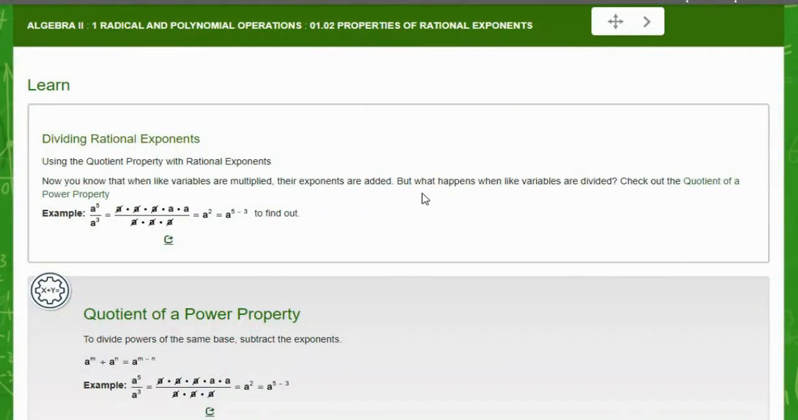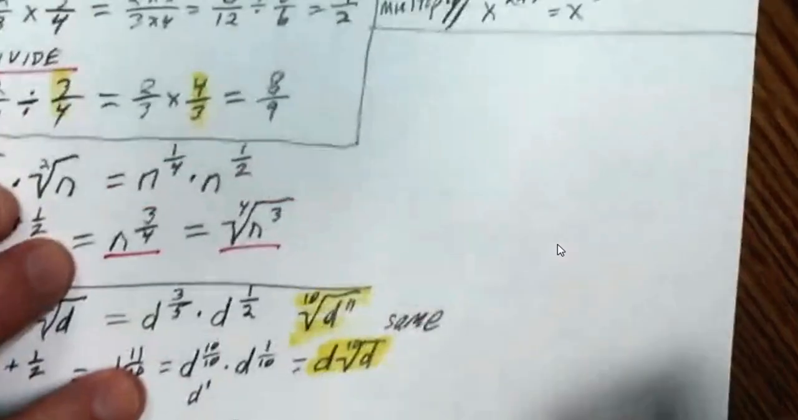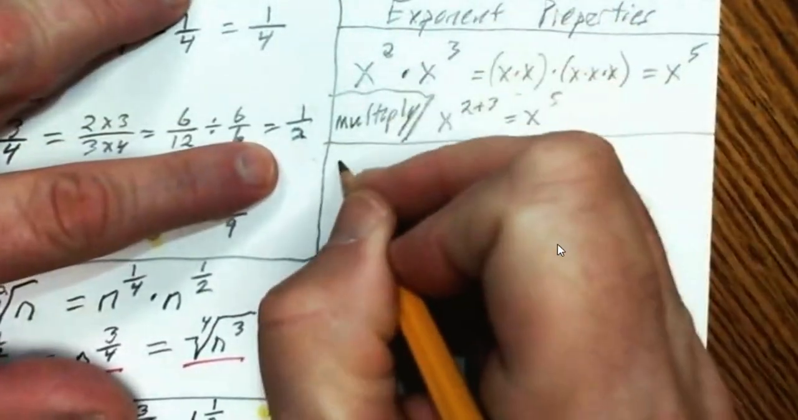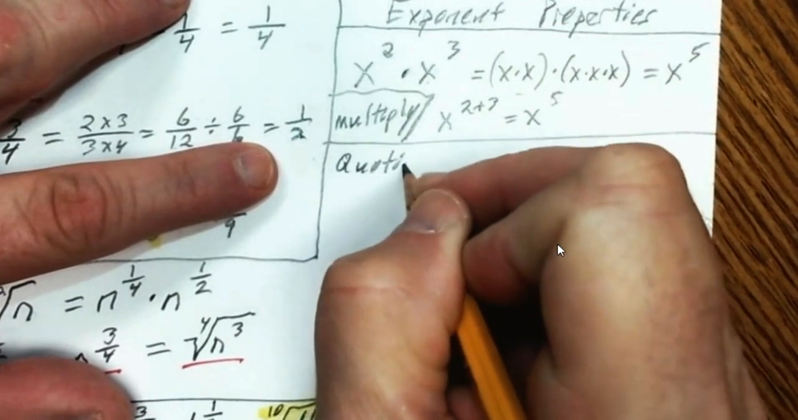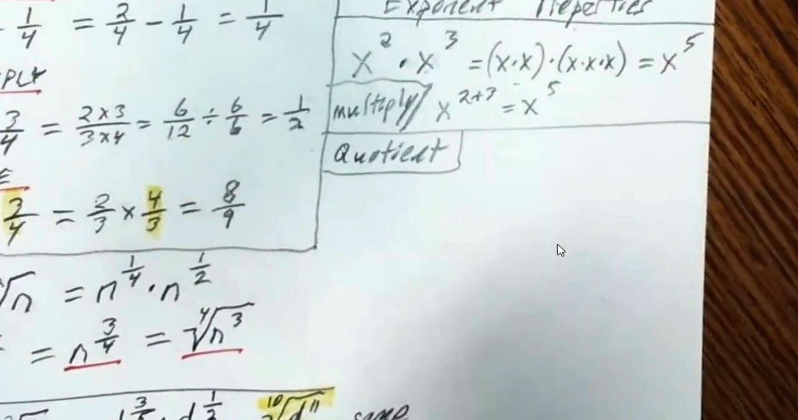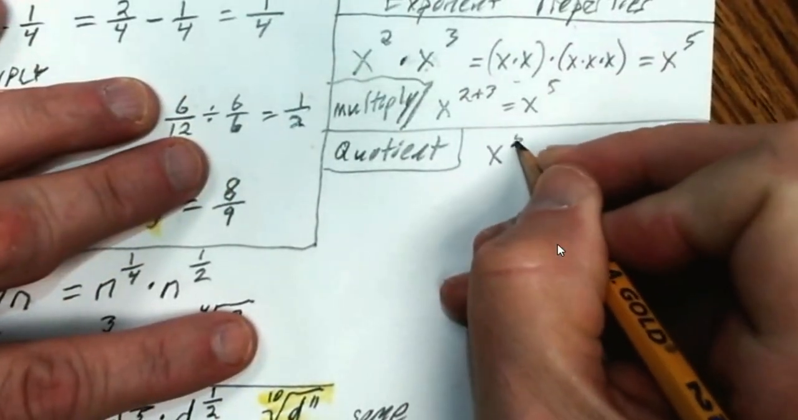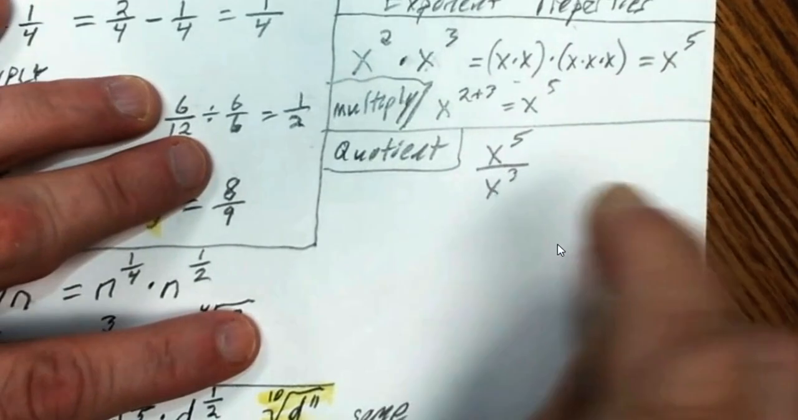Let's talk about dividing. Use the quotient property with rational exponents. So the quotient property, quotient of a power. Let me go back and add to our notes up here. The quotient property means if we have, let's see, what's the example they had on there? I want to use the same numbers. Okay, I'm going to use x though. x to the 5th divided by x to the 3rd. That's called a quotient when you're dividing.